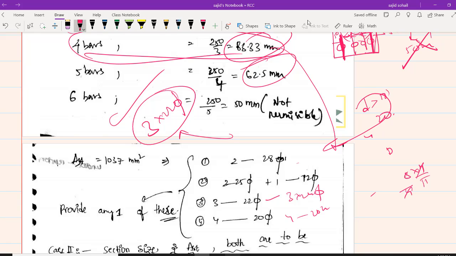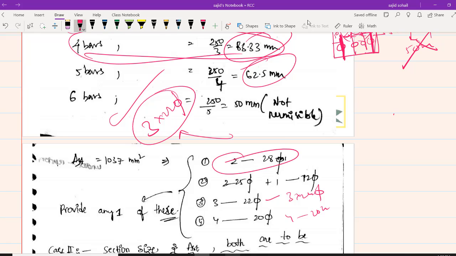Here is the case. You can provide any one of these and your design is correct. If you want, you can take 2 bars of 28 mm diameter, and your area will be satisfied. It will be greater than 1038. If you provide 2 bars of 25 mm and one bar of 12 mm, or whatever different dimensions, then also it will be satisfied. 3 bars of 22 mm will satisfy, 4 bars of 20 mm will satisfy. But let us be very clear, the most accurate choice is one which is greater than this value but closer to it, because steel is costly.